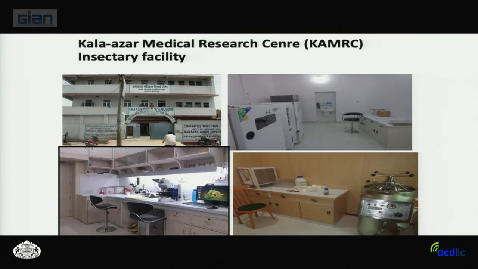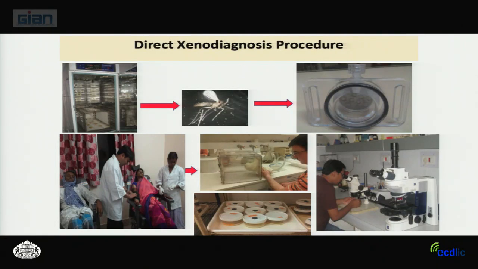The insectary was built at the Kalazar Medical Research Center in Muzaffarpur. So a beautiful insectary was built. These rooms look bigger than they are. They're actually quite small, but more than adequate. And they succeeded in establishing really an incredibly healthy colony of Phlebotomus argentipes. They produce well over 1,000 adult females each week that can be used to feed on people for these xenodiagnostic studies.